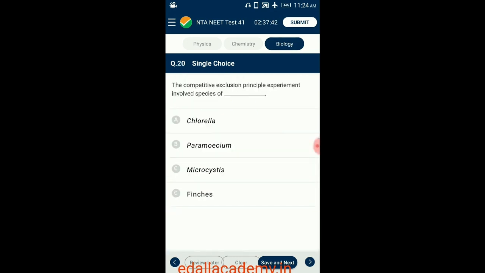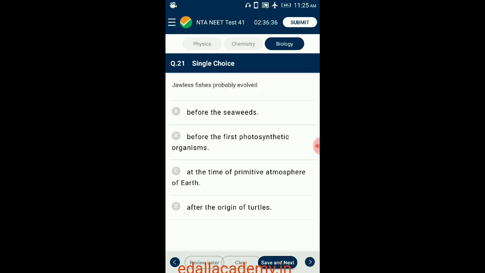Question number 20. The competitive exclusion principle experiment involved species of. The experiment performed to prove the competitive exclusion principle involved the use of two Paramecium species. It showed that the superior species tends to eliminate the inferior one. This proved two species cannot coexist together in an environment with a limited amount of resources. So the answer for this question is option B, Paramecium.